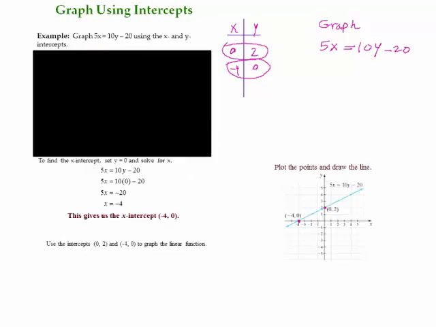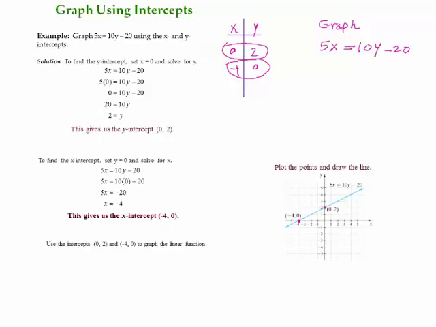Once you find those, then you locate those points. And this was not just a calculation I was showing you. You graph them that way. So this is graphing by finding the x and y-intercepts.